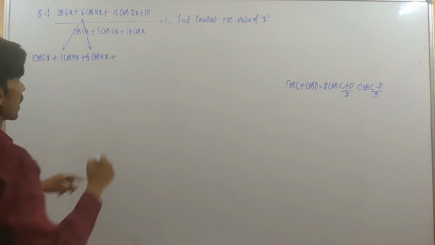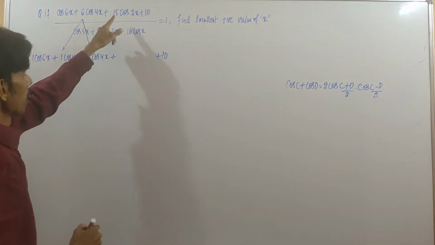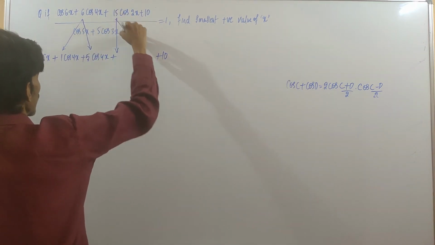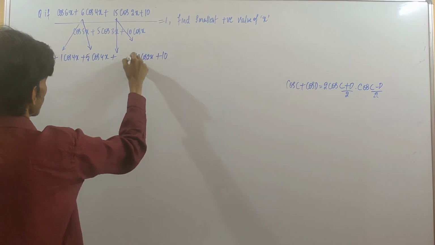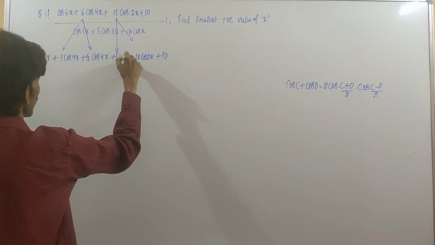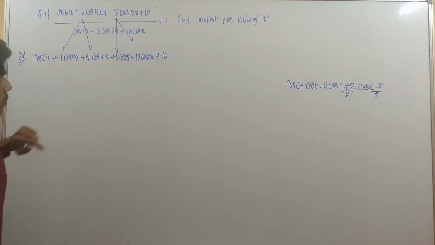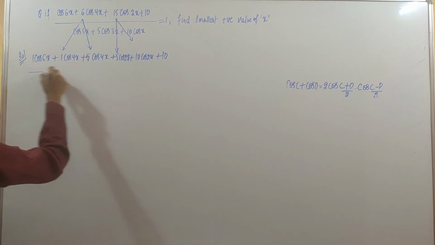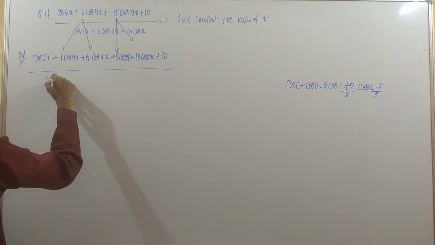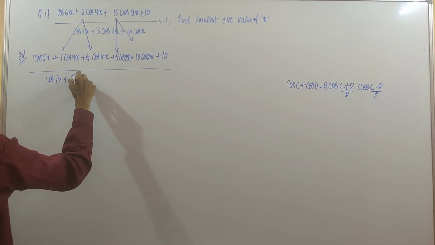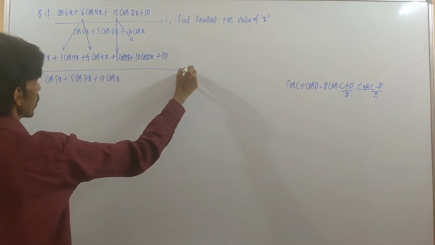Now here we have 10. So split this into 10 cos 2x plus 5 cos 2x. So this 15 is split as 5 plus 10 cos 2x, divided by cos 5x plus 5 cos 3x plus 10 cos x is equal to 1.